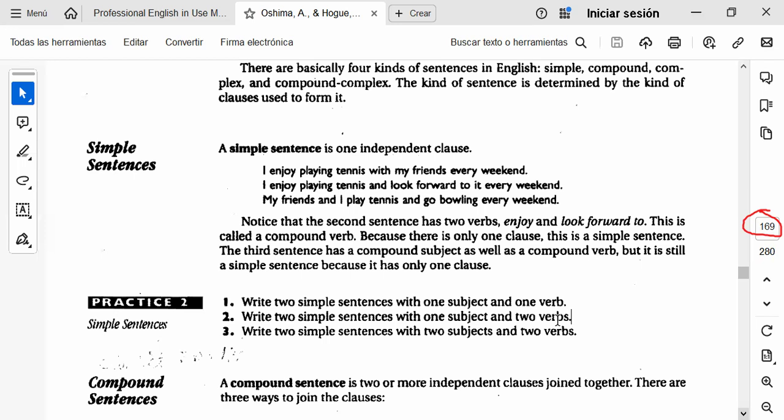Okay, now write two simple sentences with two subjects and two verbs. My friends and I watch TV every Sunday. My daughters and I are looking forward to seeing the new film. Yes, very good. Any other example?